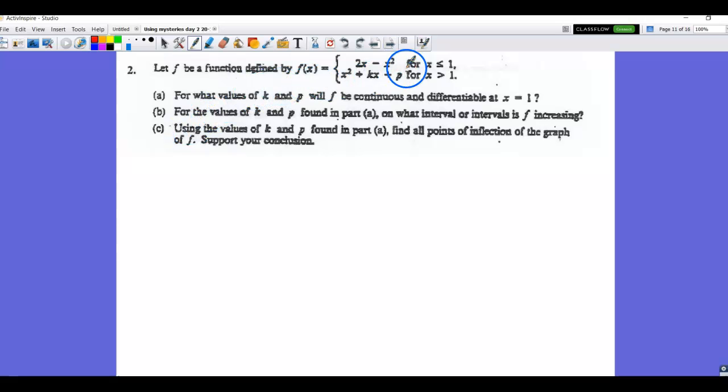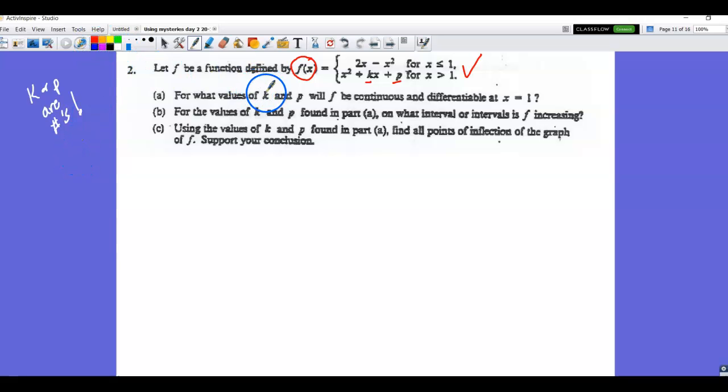In problem number 2, we have a piecewise function as given here. This is the original function. It is a mysterious function because we do not know the values of k and p. Something important to understand about k and p is that they are numbers. They are not variables, meaning that you treat them as numbers.